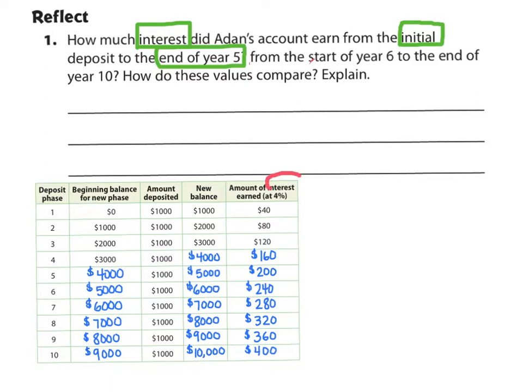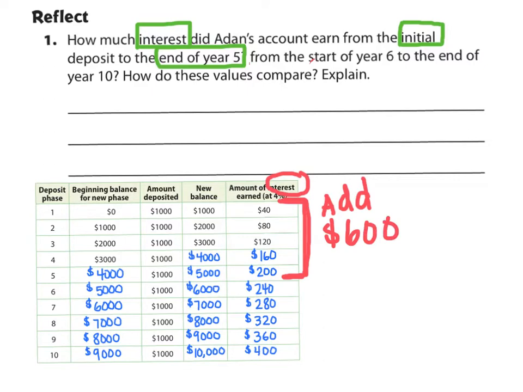Okay, here's the interest column. I'm starting at year 1. I'm going down to year 5. I need to add all of these numbers together. So in your calculator, you need to add 40 plus 80 plus 120 plus 160 plus 200. When you add all those together, you should get $600.